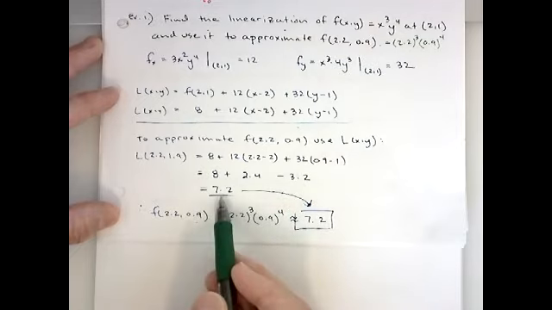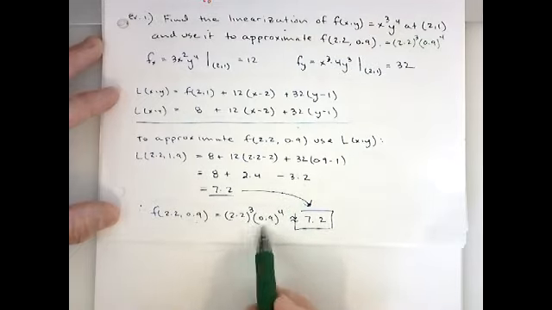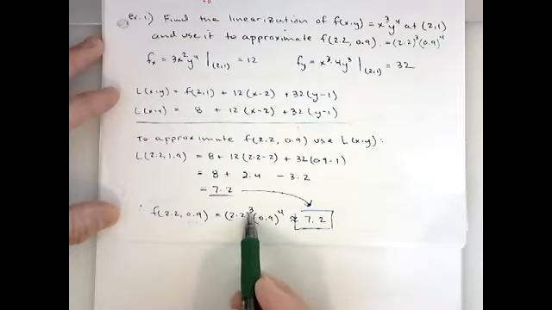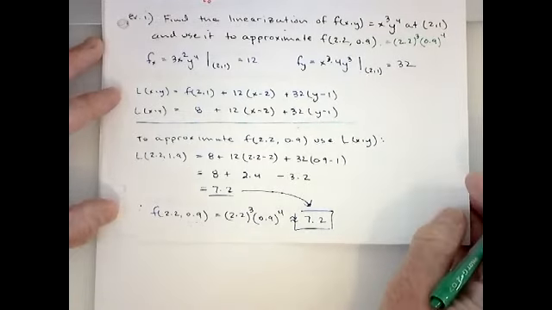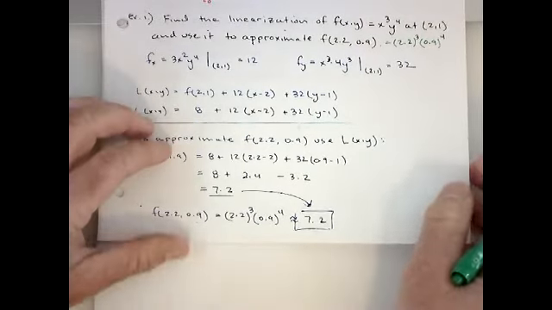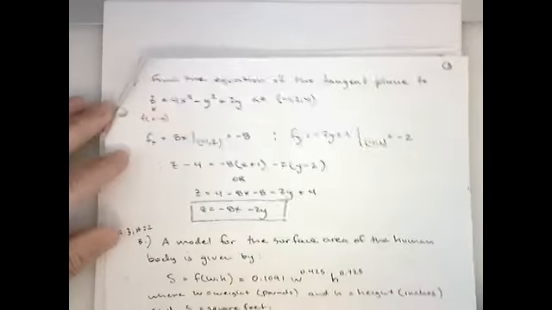And I can add those together without a calculator fairly easily and get an approximation that 2.2 cubed times 0.9 to the fourth is roughly 7.2. You can check it on a calculator to see how close that is. All right, how about a tangent plane?